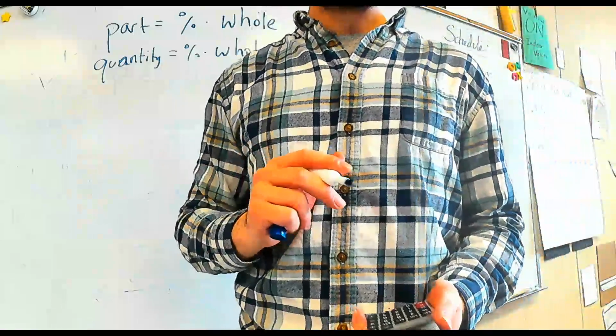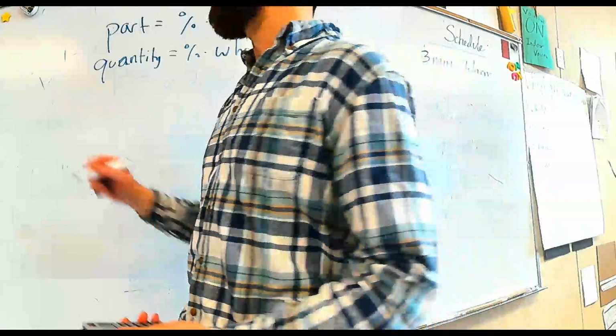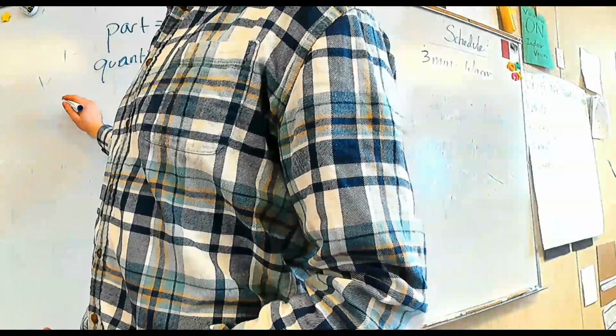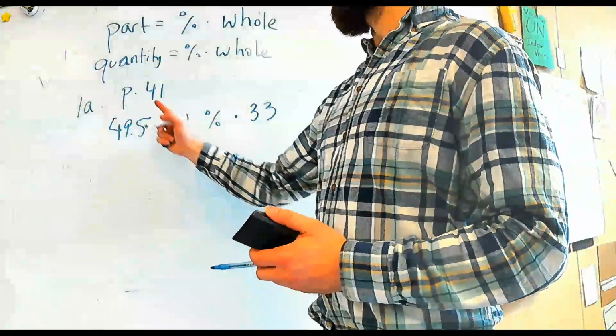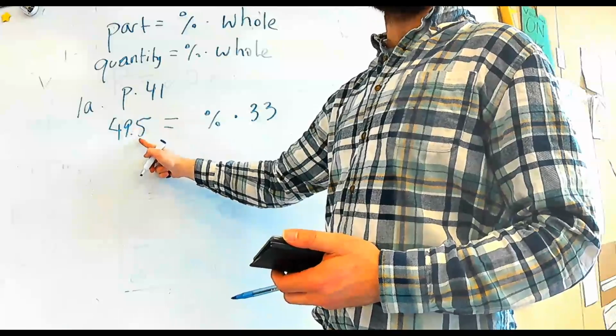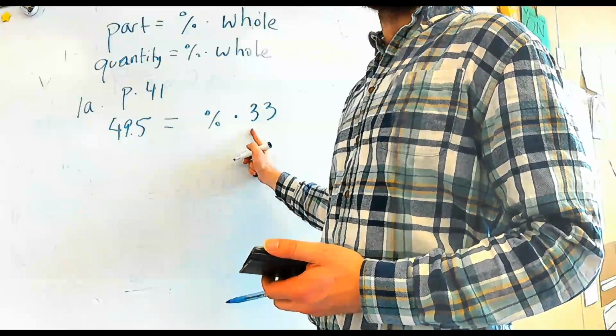We're going to go to page 41. If you want to turn with me, we're going to solve number 1a together right now. Go ahead and pause if you'd like to go to page 41, part A. So 1a on page 41 says 49.5 is equal to what percent of 33?